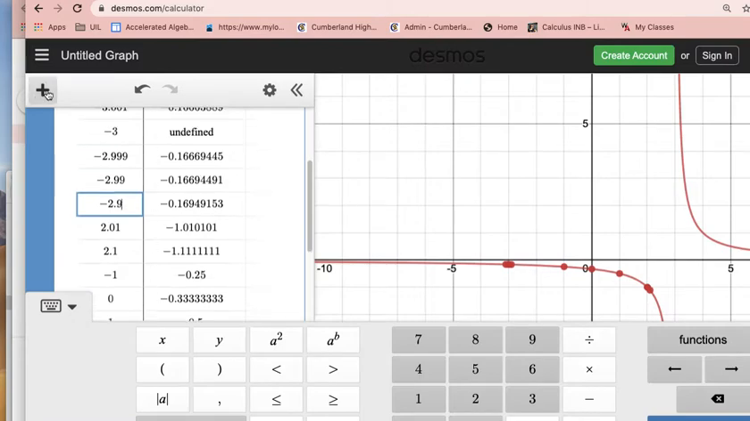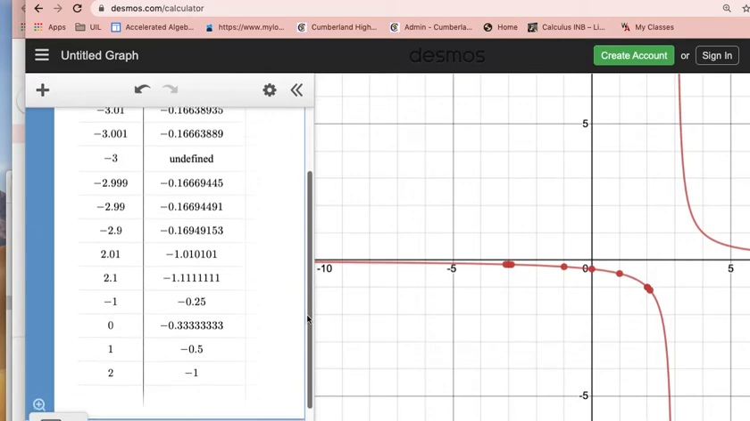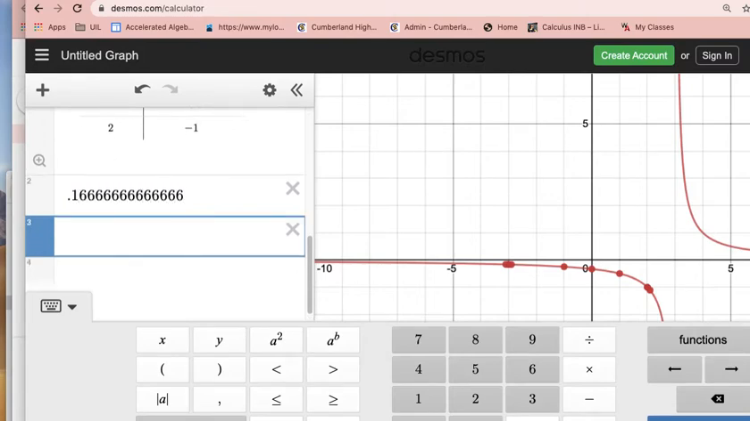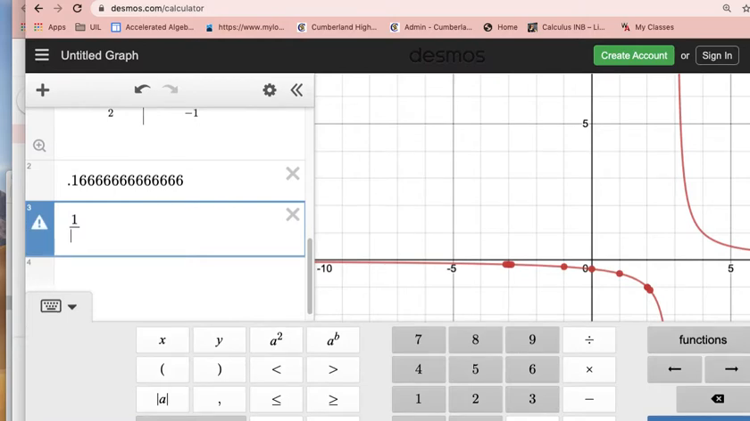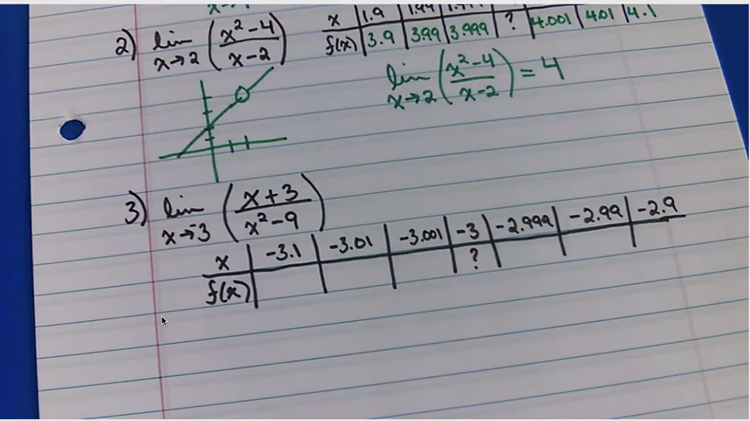I'm going to go down here. 0.1666. What would that be? Let's see. Well, 1/3 is 0.33333, so it's less than that. 1/5 is 0.2. Let's try 1/6. That's it. And we'll go over how we can get a little bit more exact there.